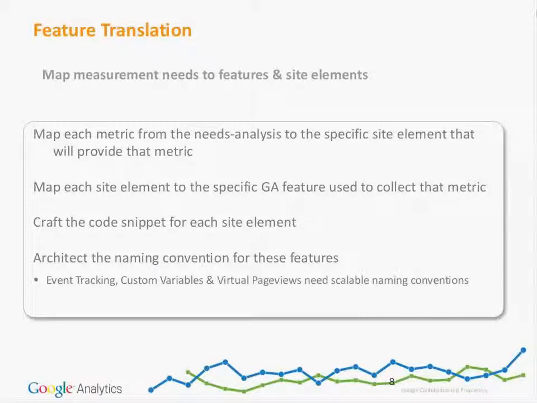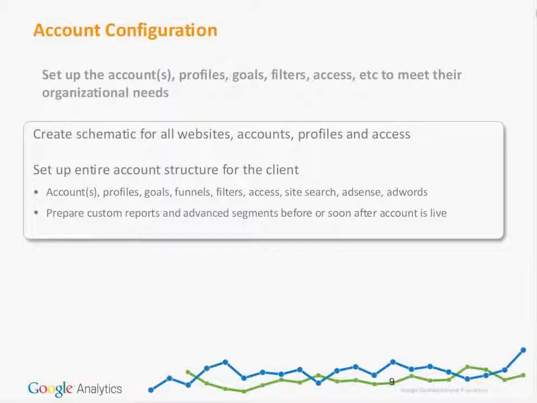Unfortunately, due to the simplicity of the tag structure, which we try to make as easy and flexible as possible, we only have a handful of tags that are available. But you go through and map all those site elements to the specific GA feature used to collect that metric. You'll see more robust examples of this once we get into the actual implementation guide.